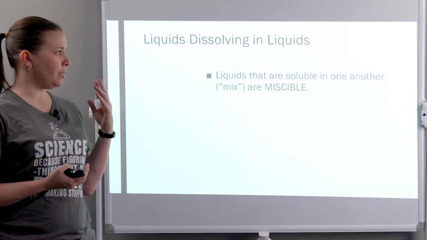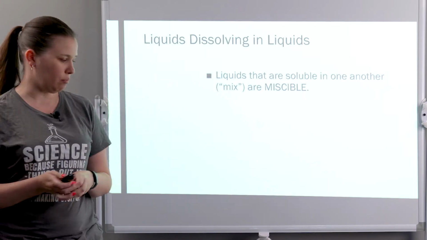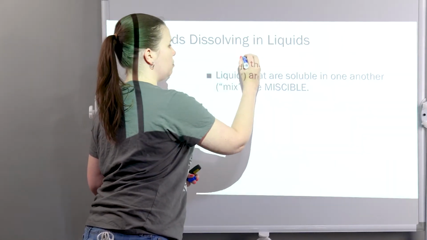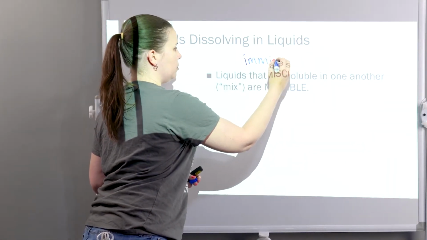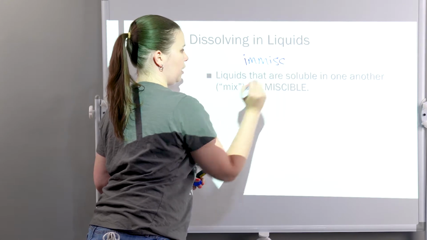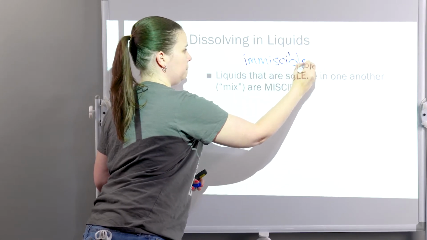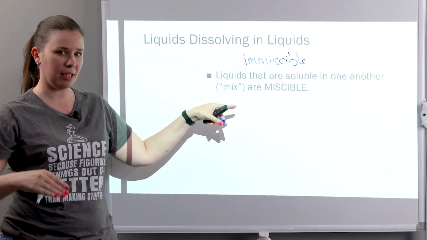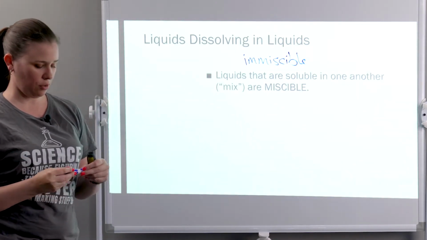Well, first of all, being able to be mixed together, we would call that miscible. And by the way, if you cannot mix, the prefix would be immiscible, like impossible. I can never spell immiscible. There we go. So if they can mix, they are miscible, kind of meaning mixable. And if they cannot mix, they are immiscible.